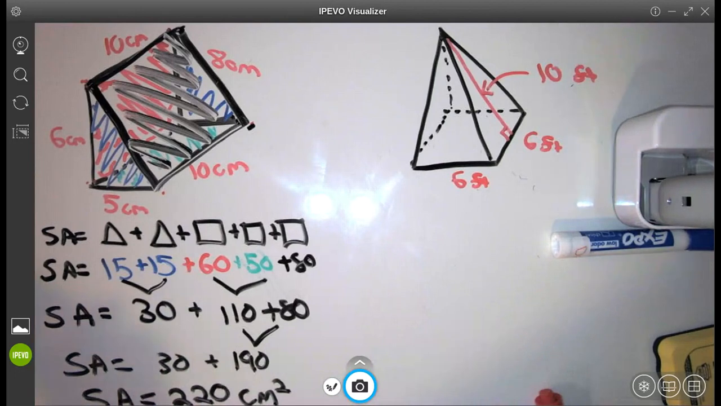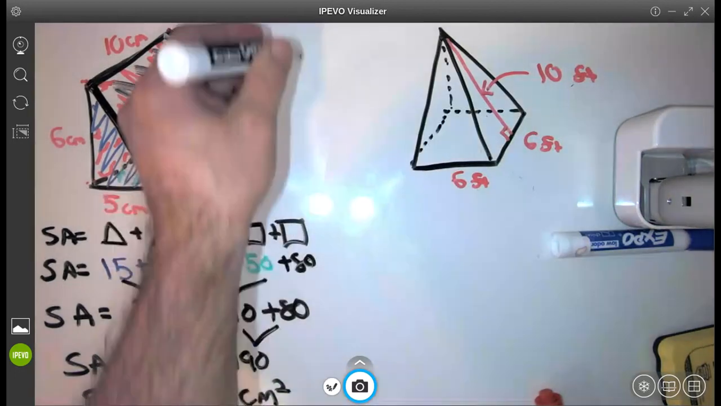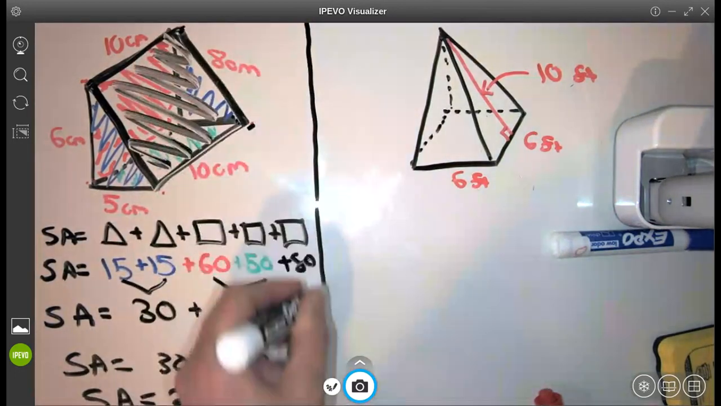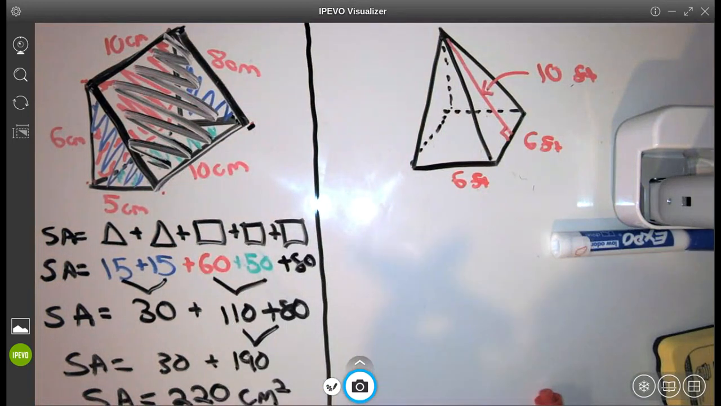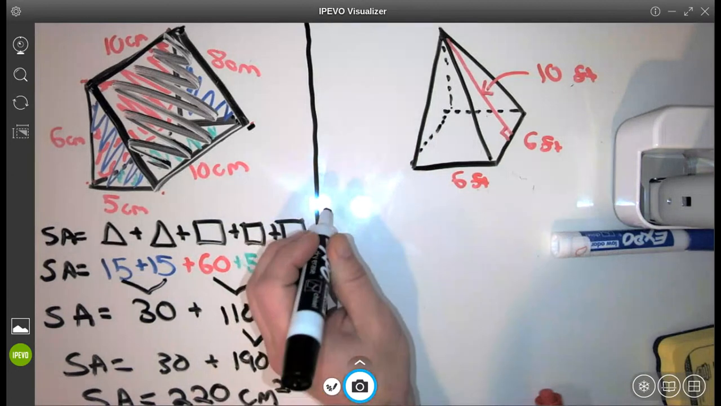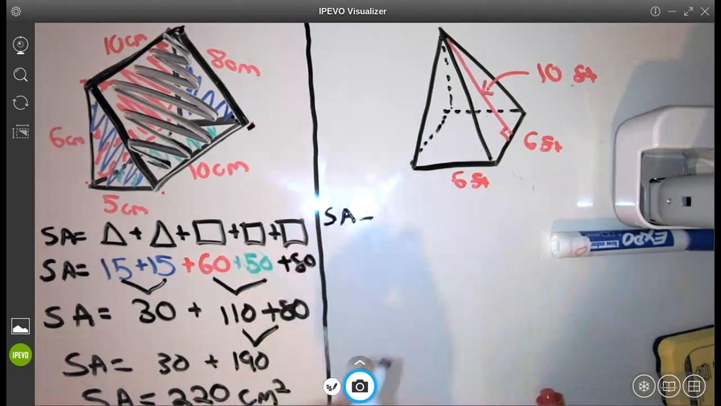All right, so now we're going to do the figure to the right. So over to the right here, what I have is a pyramid. It's a square pyramid because the base is a square, the length and the width are the same. So before I find the area of anything, I want to figure out, well, how many faces are there? What shapes are there that I'm going to need to find to add all together? So I'm going to write surface area equals.